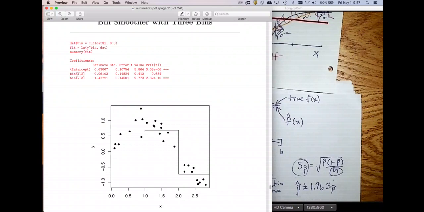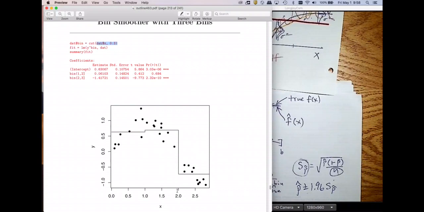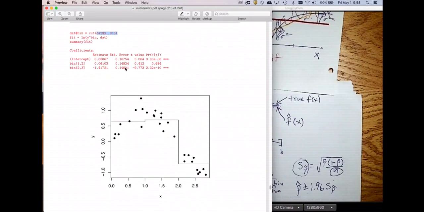And so I put this into a linear regression model. The way I made these bins is with the cut function. What this cut function does is it says I want to have cuts at 0, 1, 2, and 3. That's what the 0:3 means. I want a break point here, and you can see that corresponds with this break, and then also here. If I use a linear regression, that will find the mean of each bin, and so what we see up here is exactly what the linear regression is showing.